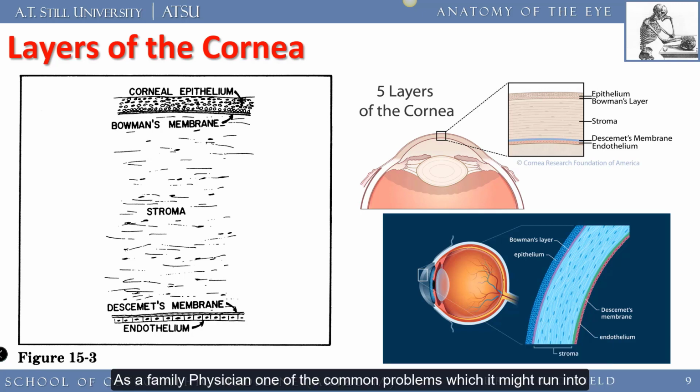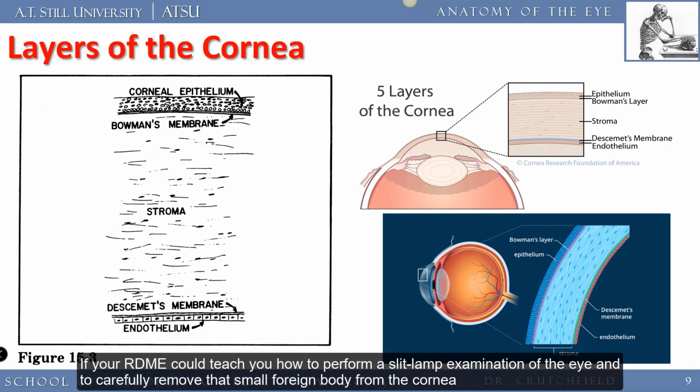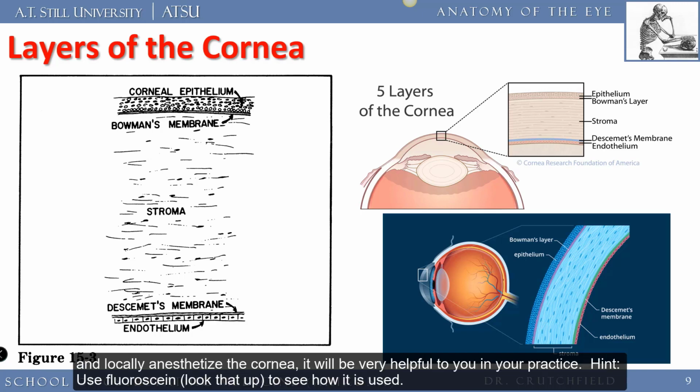As a family physician, one of the common problems which you might run into is a patient who presents with a corneal foreign body, corneal laceration, or abrasion, usually caused from a piece of metal that gets stuck to the patient's cornea. If your community preceptor could potentially guide you into how to perform a slit lamp examination of the eye and to carefully remove that small piece of metal from someone's cornea and numb up the cornea, it'd be very helpful to you in your clinical training. A hint, use fluorescein. You'll want to look that up, see what the medication is, fluorescein, and how it's used.